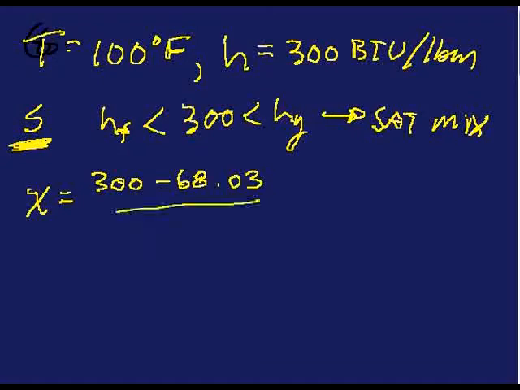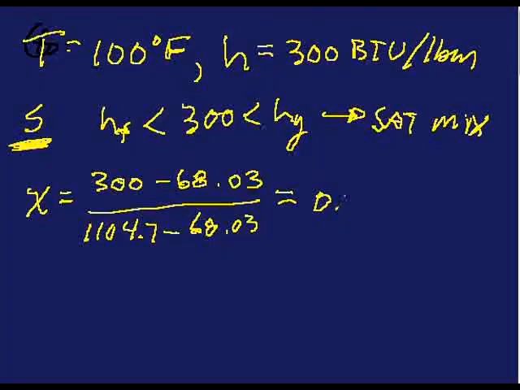So the quality is calculated as H minus HF, or 300 minus 68.03, divided by Hg minus HF, which is 1104.7 minus 68.03. That comes up to a quality of 0.2238, about 22% vapor. And so from that you can calculate the entropy.